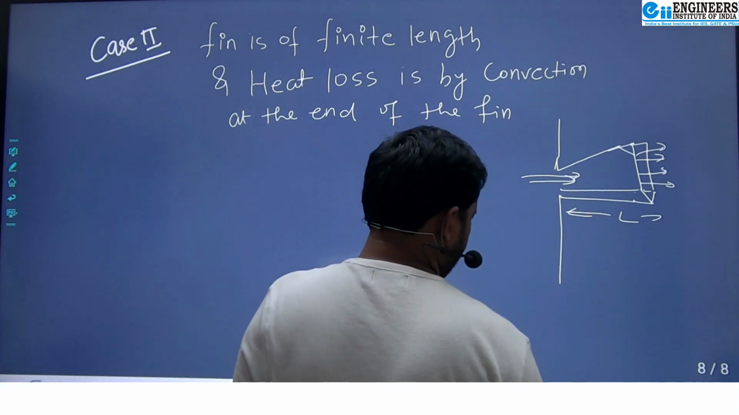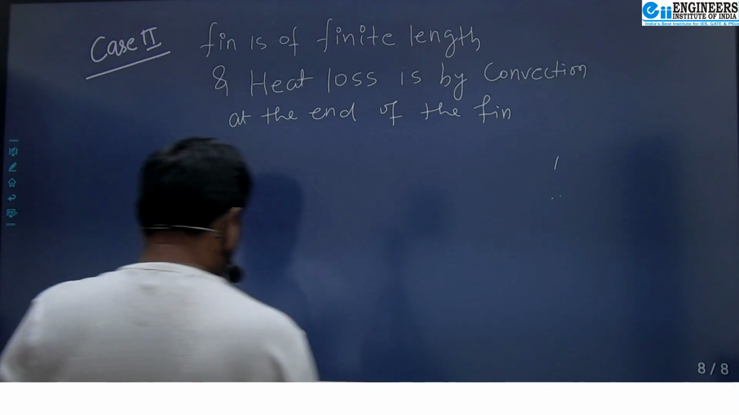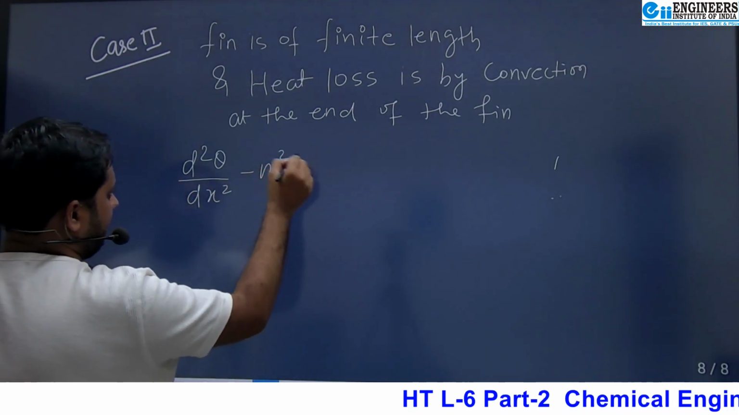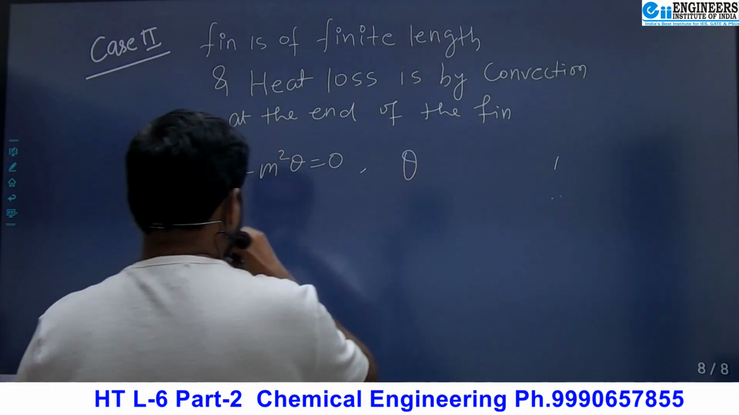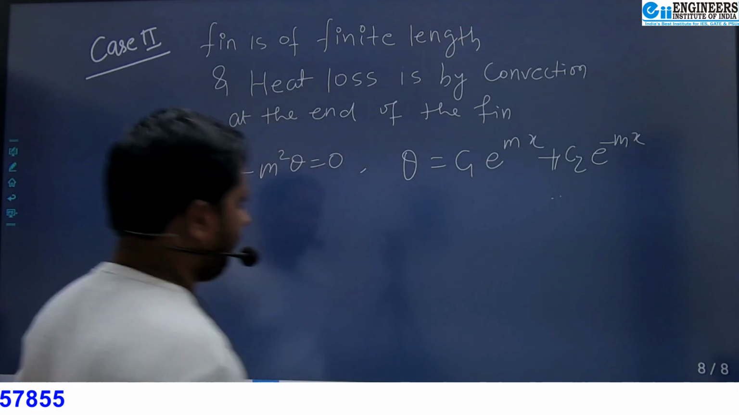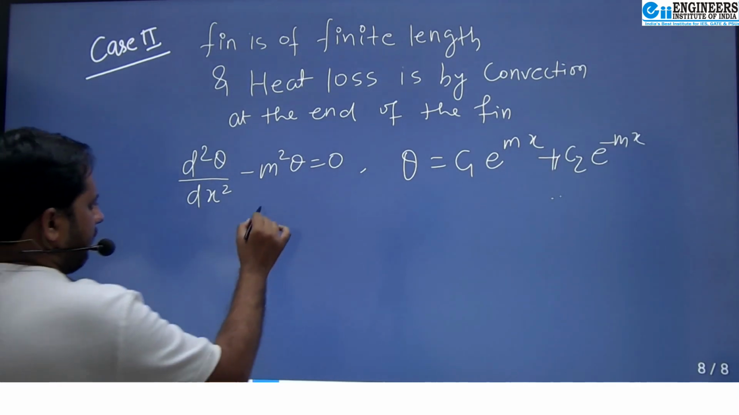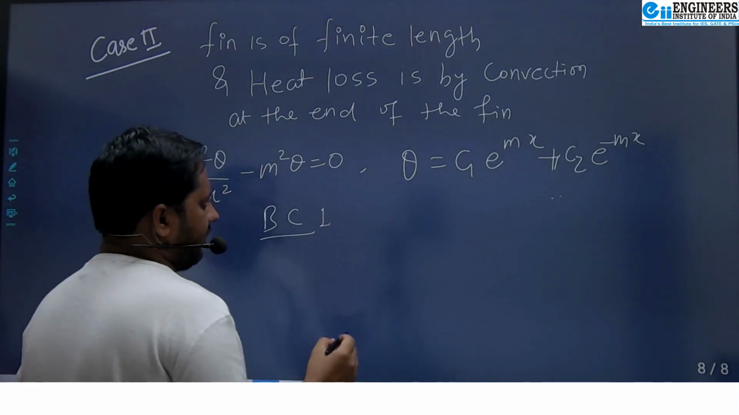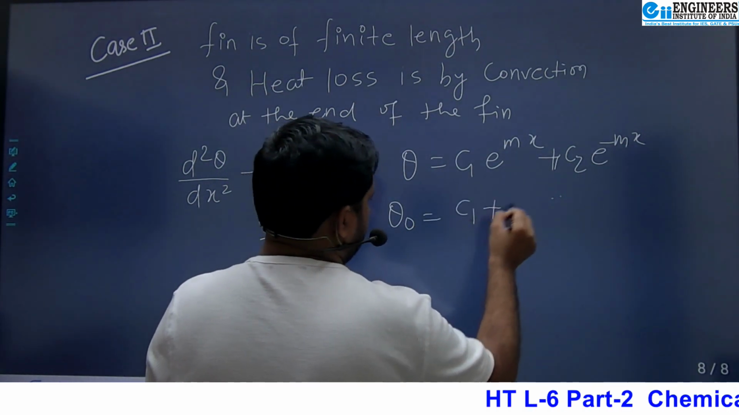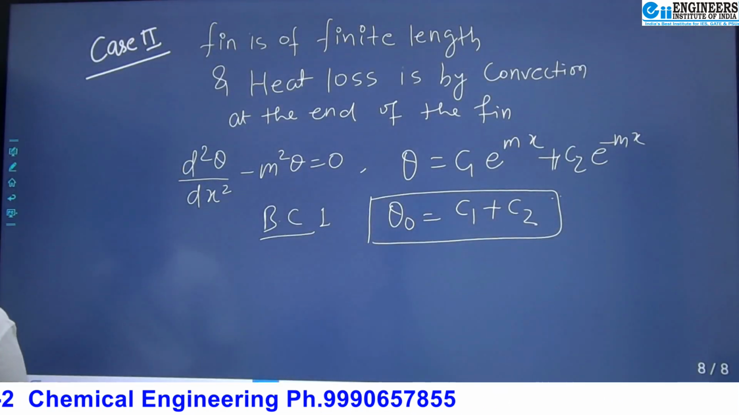Now again we are recalling our expression that d2 theta by dx2 minus m square theta equal to 0, or theta equal to c1 e power mx plus c2 e power minus mx. This is our desired expression. Now the first boundary condition is also maintained. Again at the base of the fin temperature is T naught, so theta naught equal to C1 plus C2. This condition holds in all three cases, but the second condition is now changed.